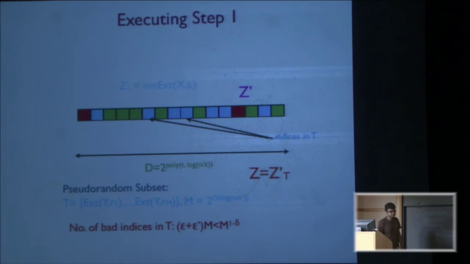How big was D? D was quasi-polynomial. How big was t? t is polylog n. Yeah, yeah.